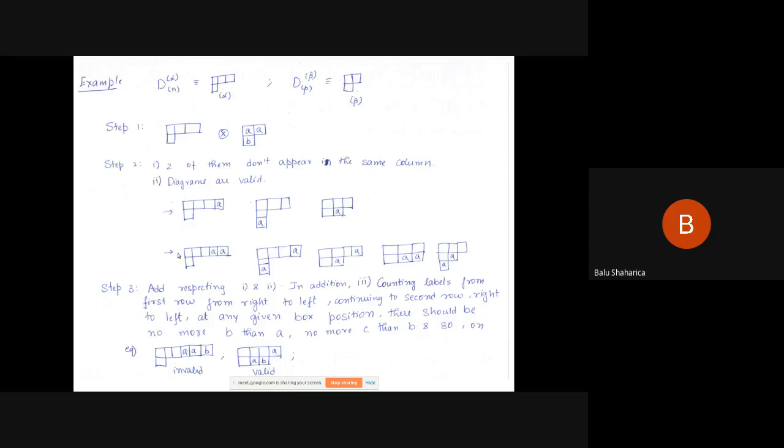So after putting both of the A's, we'll have these 5 diagrams. So is everyone clear till here? If somebody has a doubt, please ask.